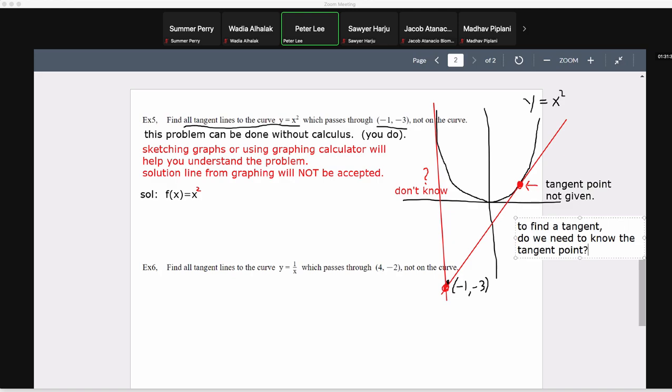Do we need to know the tangent point? To find the tangent line, we have to know the tangent point. Yes, we do. But here, we don't know the tangent point. So you know what we do?